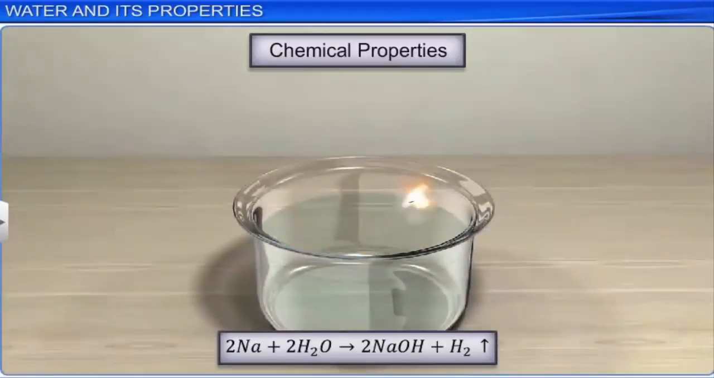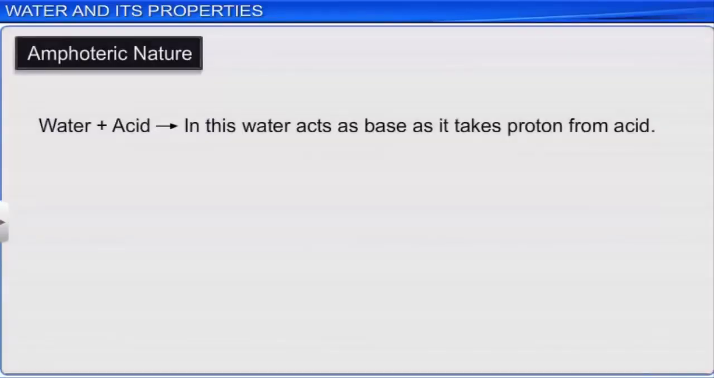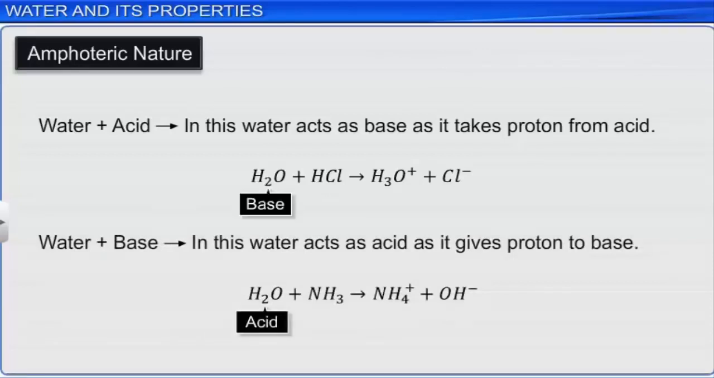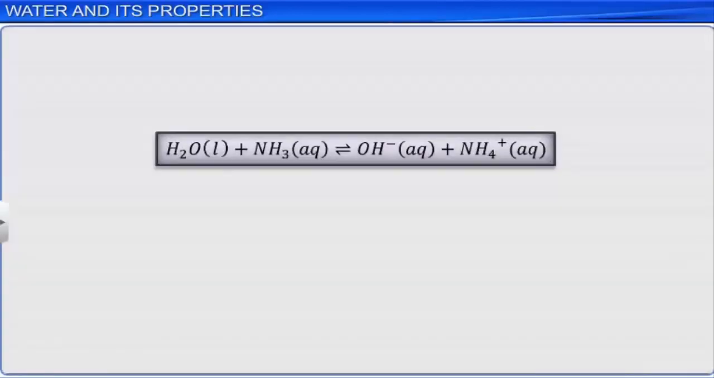Chemically, water reacts with a large number of substances. Let us look at some of these reactions. Amphoteric nature. Water is amphoteric in nature, which means that it can act as an acid as well as a base. According to the Lowry-Bronsted concept, water can act as an acid by losing a proton and as a base by accepting a proton.